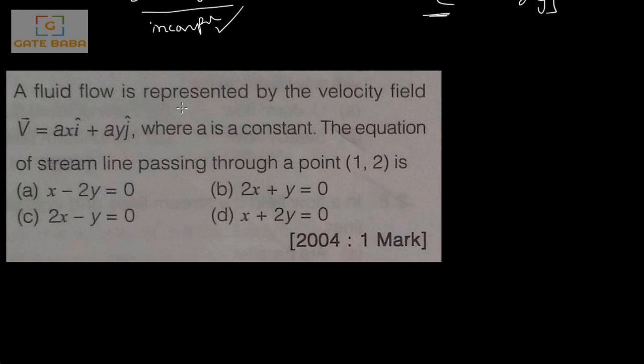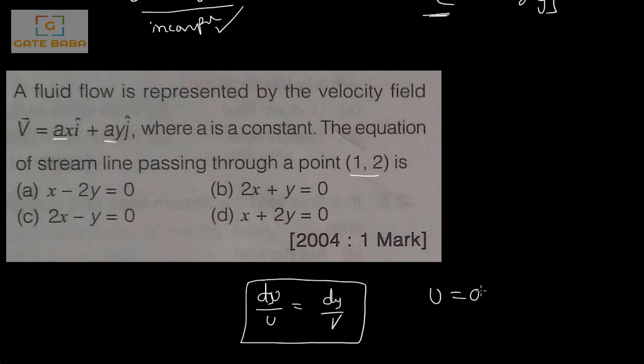Okay, and next question. A fluid flow is represented by the velocity field. u is given as ax, v is given as ay, where a is a constant. The equation of streamline passing through point 1, 2. So what is the equation of streamline? That is dx by u equals dy by v. If you solve this equation with u equals ax and v equals ay, then you will get the option as, I think, x minus 2y equals 0. Yes or no?